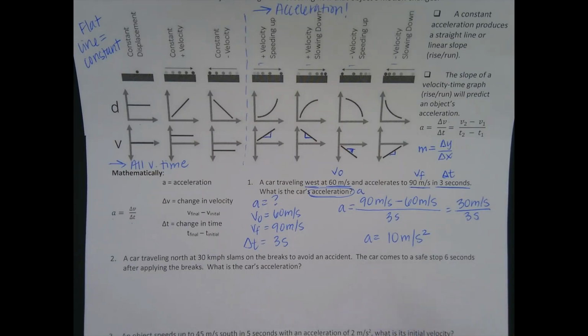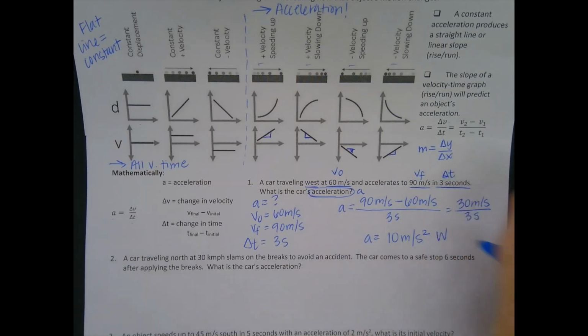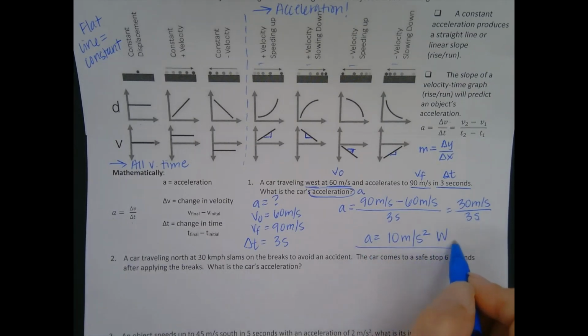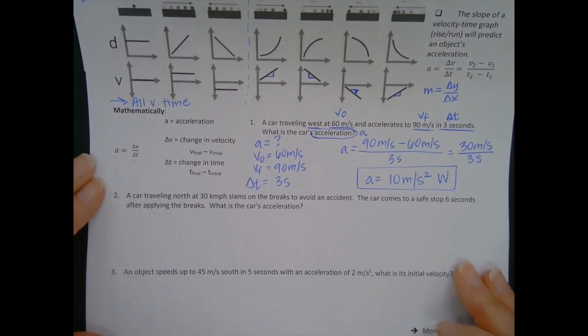And then because acceleration is a vector quantity, I need a direction. And in the problem, it tells me I'm heading west. So I'm going to do a capital W. So in number 1, my answer is that my acceleration is 10 meters per second squared west. All right, let's take a look at number 2.